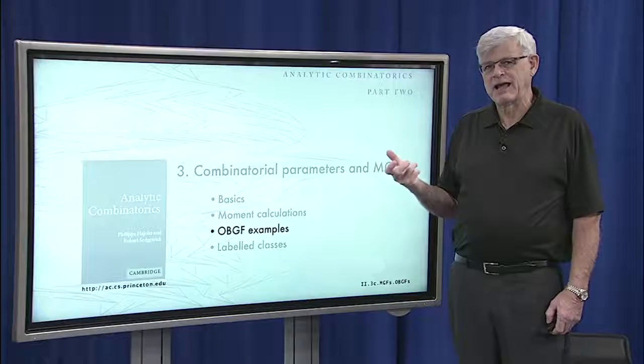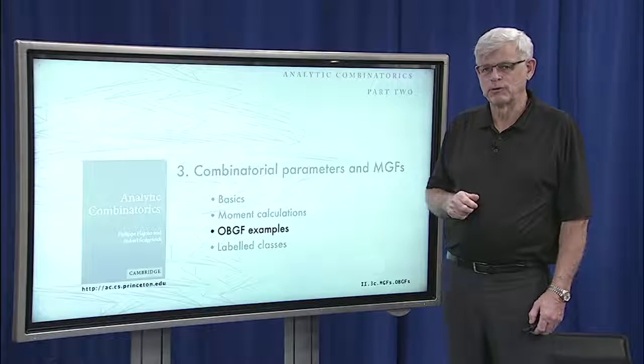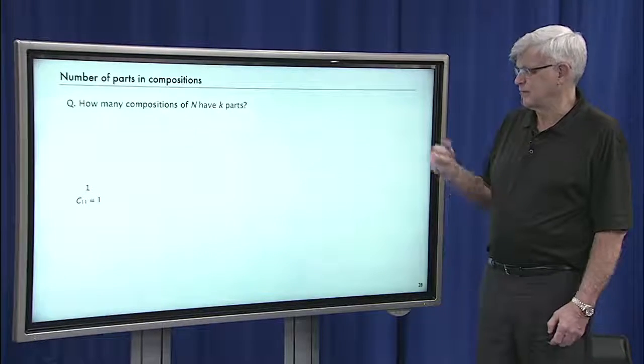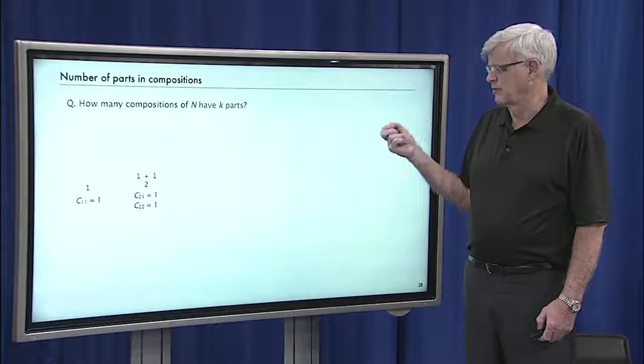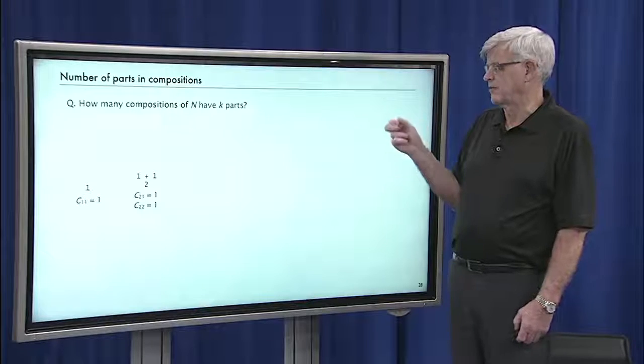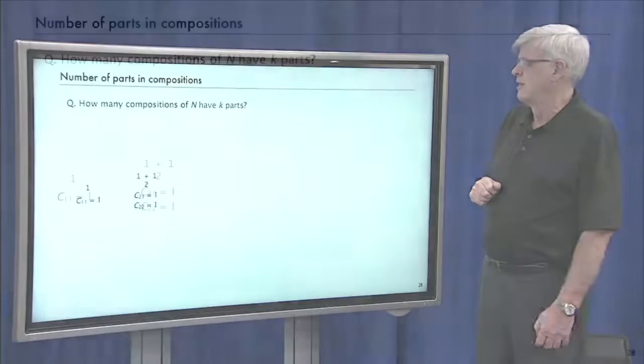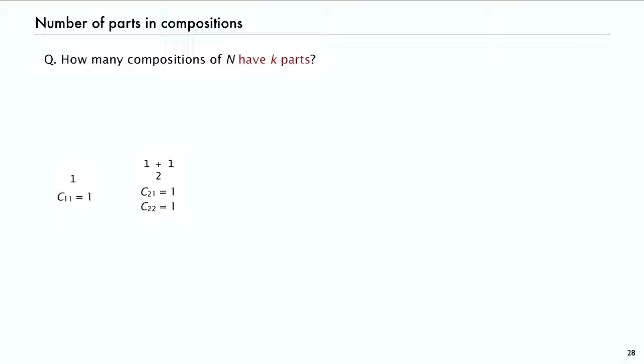Now we're going to look at the application of these techniques to solve some more difficult problems. So, for example, we talked about compositions, which are a number of ways to write an integer as a sum of smaller integers. A natural question is, how many compositions of n have k parts?